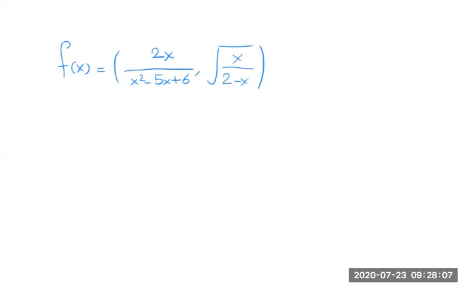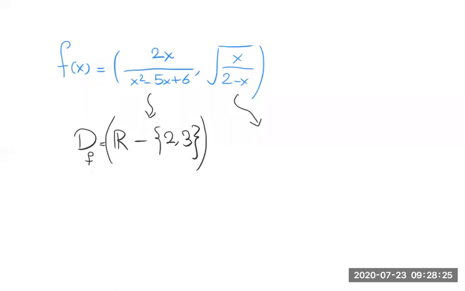Okay, let's continue. So our function had 2 parts. It was 2x over x squared minus 5x plus 6. And the second part was x over 2 minus x. The first part tells us domain can be anything, but 2 and 3. 2 and 3 are not allowed because they make the denominator 0. Right?